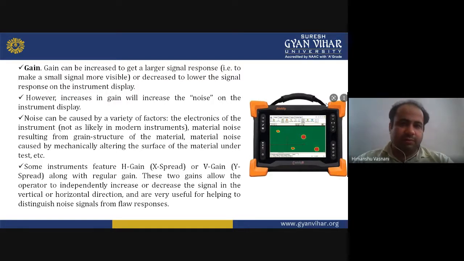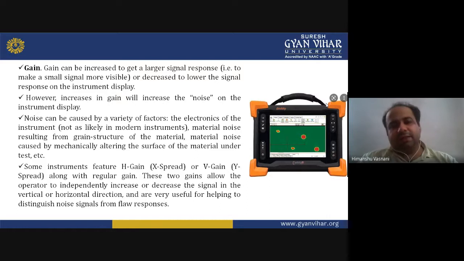If you increase the gain, it will increase the noise on the instrument display panel also. Some instruments feature H gain or V gain. H gain stands for X squared and V gain stands for Y squared along the regular gains. These two gains allow the operator to independently increase or decrease the signal in the vertical or horizontal direction, and are very useful for helping distinguish noise signals from flaw responses.